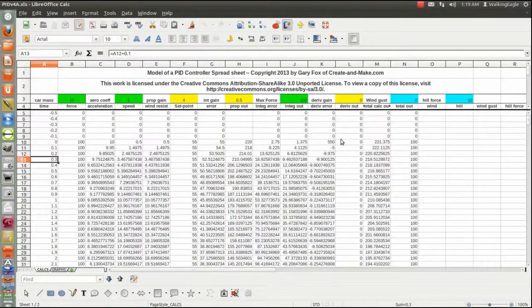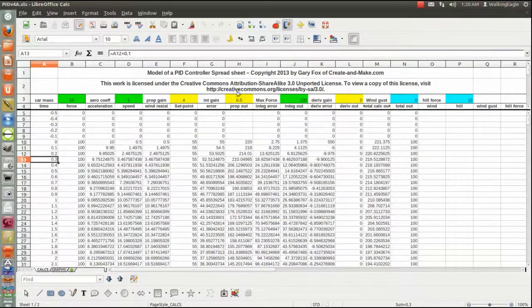The spreadsheet has grown a bunch. Last time we added the integral error and the integral out. This time we're adding the derivative and the derivative out. Okay, I've changed these color codes. Anything that's green has to do with the car. And as you can see, I've got the limit set at 100. The mass of the car is 10. And the aerodynamic coefficient is 1, just like we've set it in all of these.